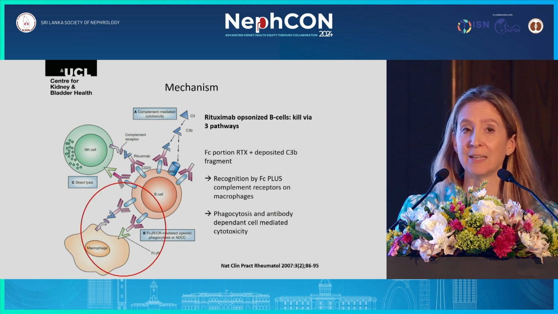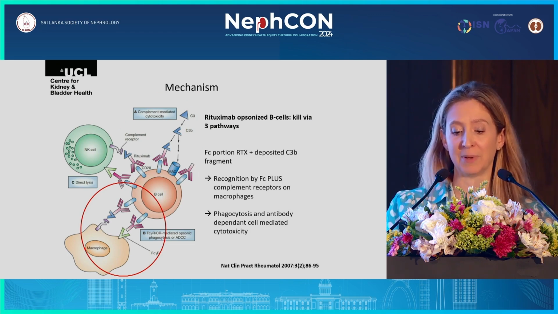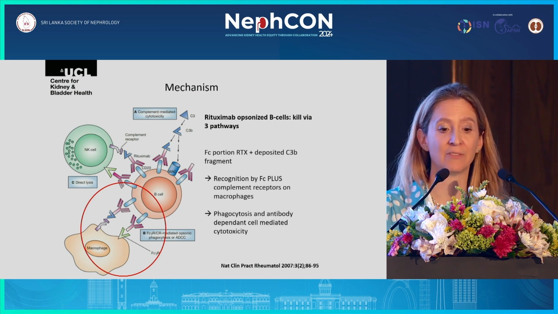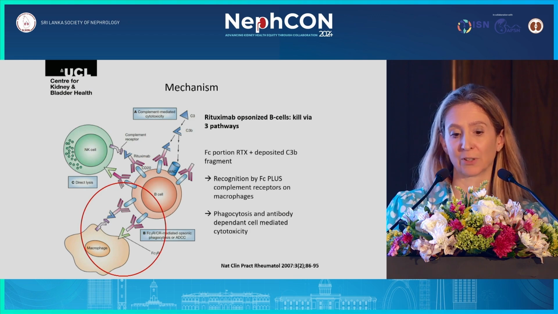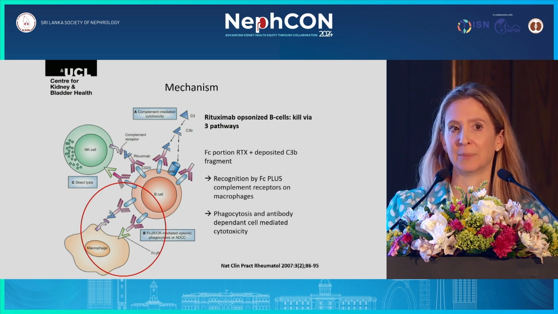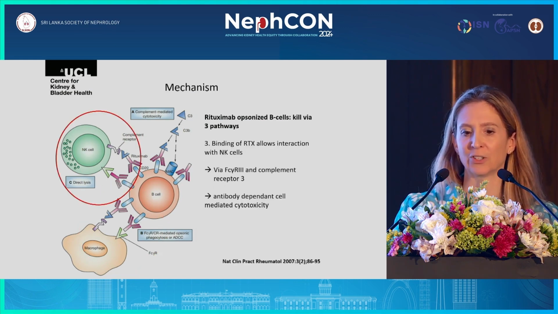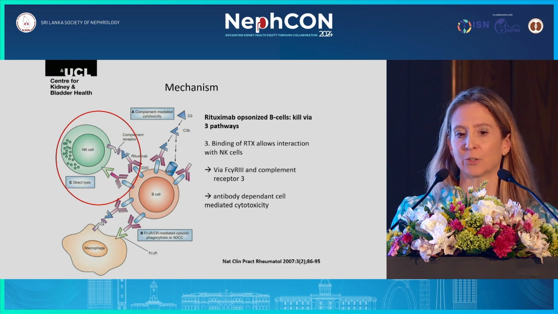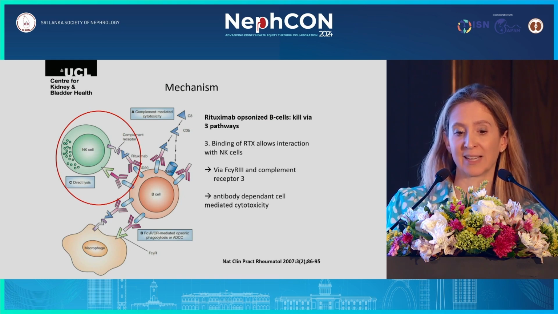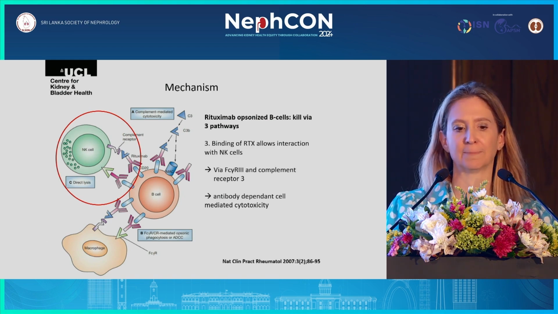Additionally, the Fc portion of rituximab binds to deposited C3b fragment. This results in recognition by Fc receptors plus complement receptors on macrophages, which causes phagocytosis and antibody-dependent cell-mediated cytotoxicity. And the third pathway to mention is that the binding of rituximab allows interaction with NK cells. This is via the Fc gamma R3 and complement receptor 3, which results in antibody-dependent cell-mediated cytotoxicity.